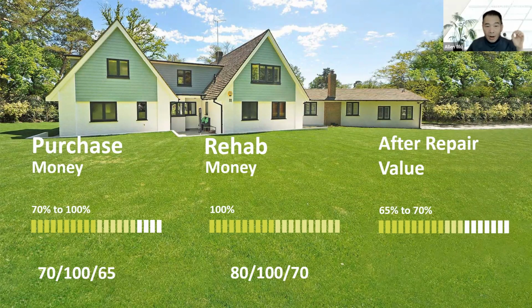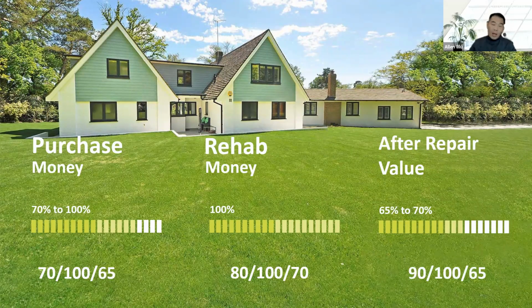You hear something called 80, 170. Same thing. They give you 80% of the purchase money. They give you 100%, always 100% of your renovation money, and the total funding cannot be more than 70% of the ARV, so on and so forth. 90, 165, so on and so forth.